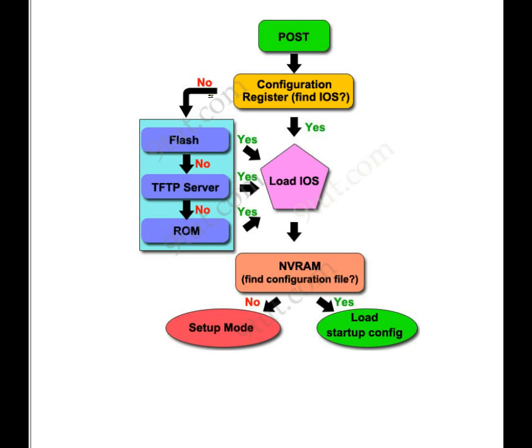That goes through this. Where is the configuration register: flash, TFTP server, ROM, no. Load the IOS. If the configuration register finds the IOS, then we load the operating system. If not, it's going to look in flash, TFTP, and then ROM. Then it's going to look for NVRAM and find the configuration file. That's what the 2102, load the configuration file, and the 2142, go into setup mode, is all about.